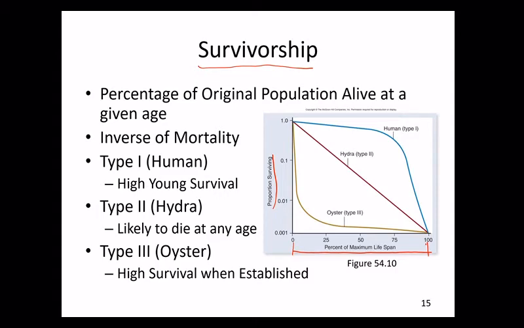And so we can break this down into 3 types of curves, and based on the type of curve, we can describe how this species is taking care of its young and how it's surviving. Okay? So type 1 curve is human health. And basically what we see for the human or type 1 is that there's a high percentage surviving early in life with a dramatic decrease as it approaches the full lifespan.